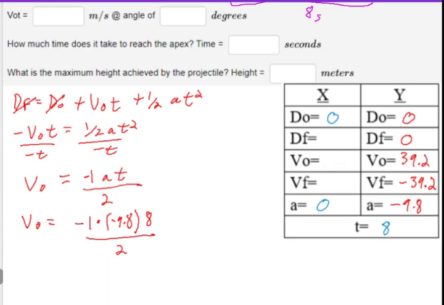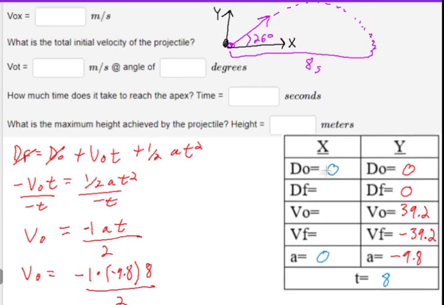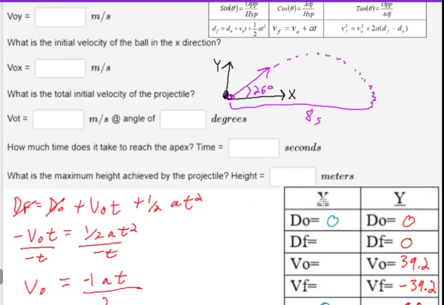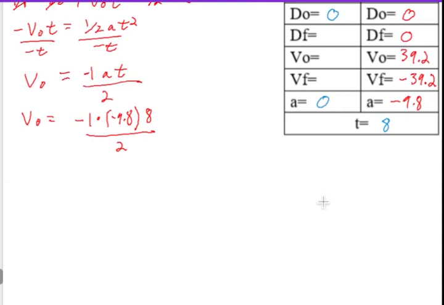But I still need to figure out what the initial velocity is in the x. This question is a little different than the ones we've done before, because usually we still have some variables to go off of. We're going to solve for the x velocity not by using kinematics, but by using trig. So if I go up to my triangle, I can label my y velocity. It's this side right here, 39.2. Since I have that, I can use trig to figure out what my x velocity is here.